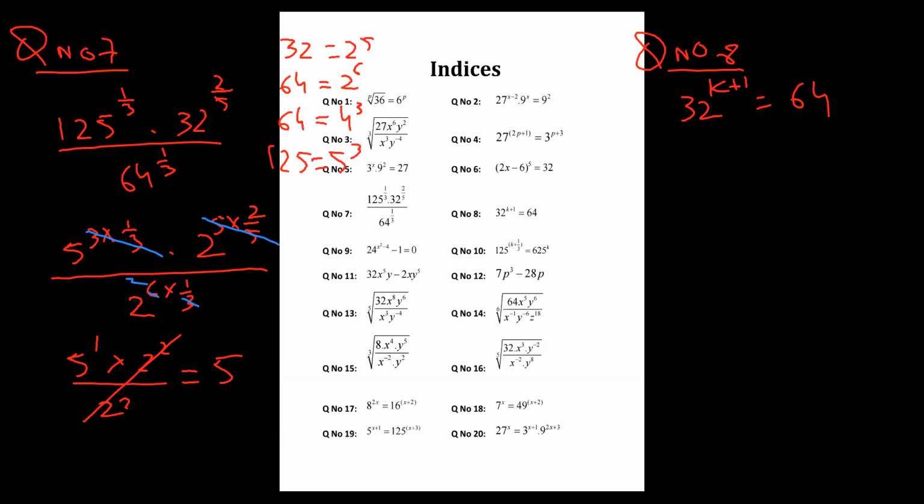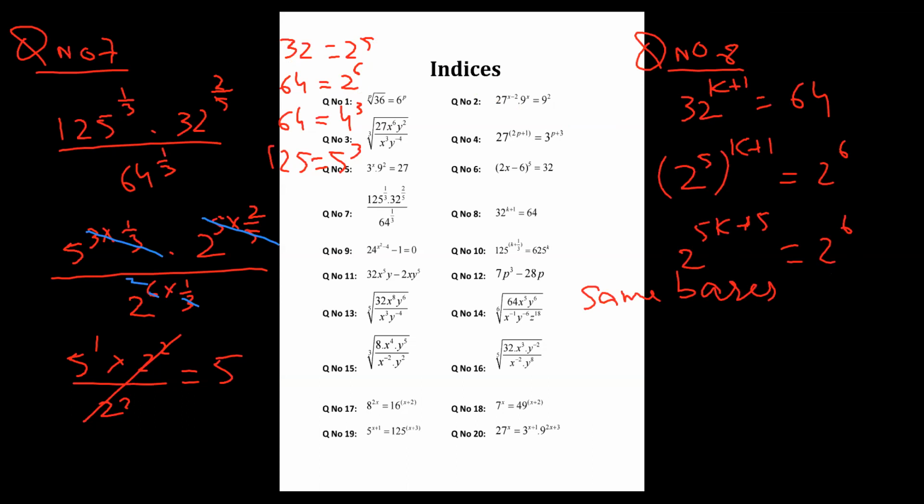This 32 is available here, and 64 is available here. I can say directly 2 to power 5 on the whole k plus 1. And here 2 to power 6. Power to power always multiply. So 5k plus 5 is equal to 2 to power 6. Same basis match. I can eliminate without writing this word, but my habit, I always write. So it is good for the student to understand.